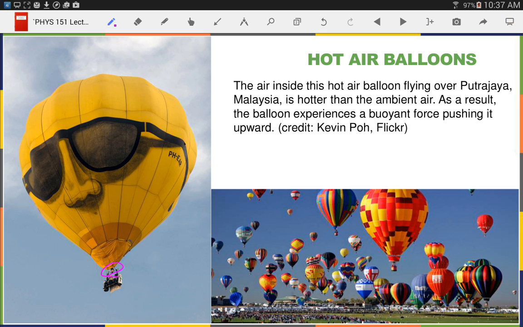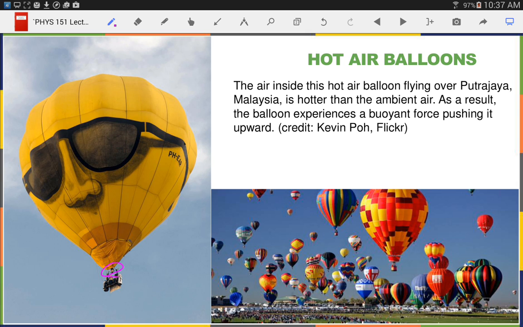You have hot air. Because it's hot, that means the molecules are moving faster, something we're going to look at today. Because they're moving faster, they spread out. Another thing we're going to be looking at today. And because they spread out, they're less dense. And so we have less dense air that's contained in that balloon, and it's in more dense, cooler air. And we learned that less dense things float up. And so it floats up because it's less dense.